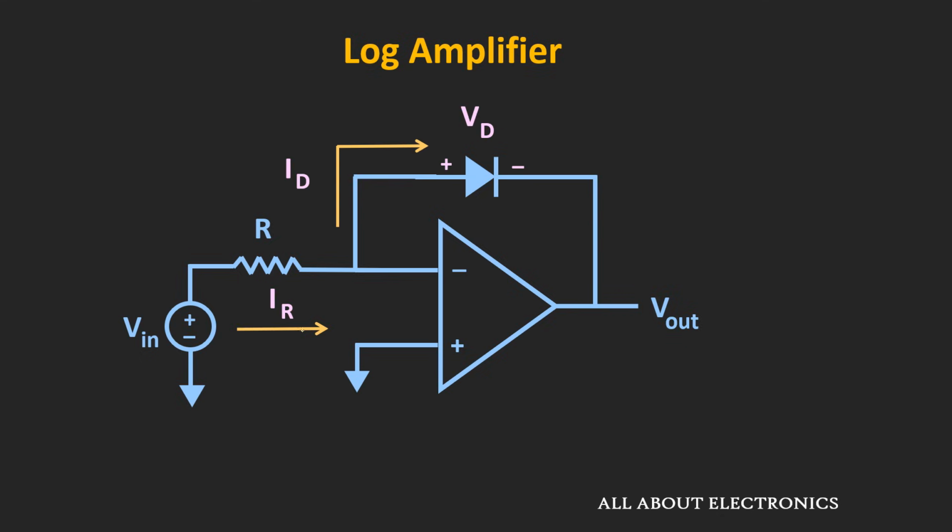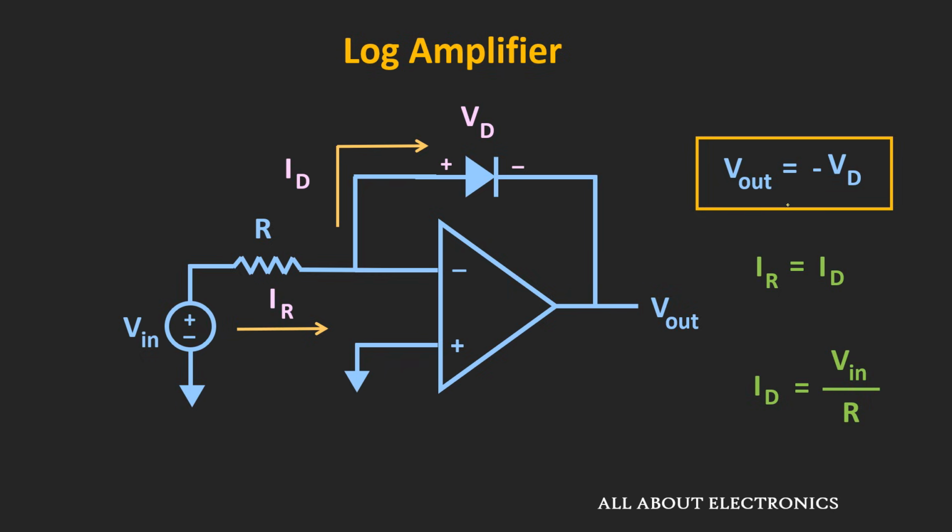Now here let us assume that IR is the current which is flowing through this resistor R, and ID is the forward current of this diode, and VD is the forward voltage across this diode. Now if we apply the concept of virtual ground, then we can say that this node over here will be also at a ground potential. So now if we apply the KVL in this loop, then we can say that the output voltage Vout will be equal to minus VD. And if we apply the KCL at this node, then we can say that this current IR will be equal to the current which is flowing through this diode. And this current IR will be equal to the input voltage divided by this resistor R.